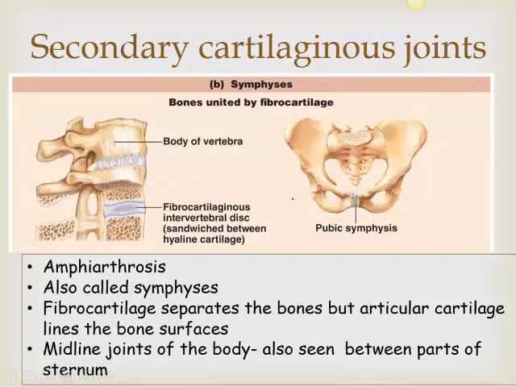Let's look at the second type of cartilaginous joint. This one is a permanent joint. That means you will see this joint throughout life. There'll always be cartilage present between the bones. This is called a secondary cartilaginous joint, where fibrocartilage separates the bones. These joints are also called symphysis, or also known as symphysial joints.